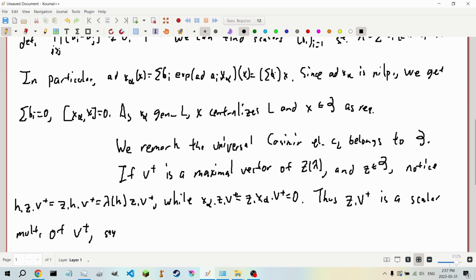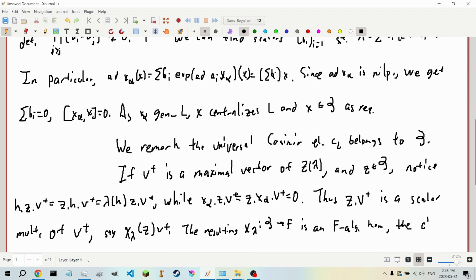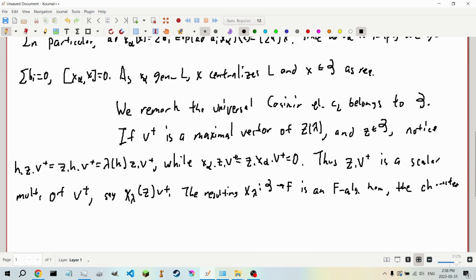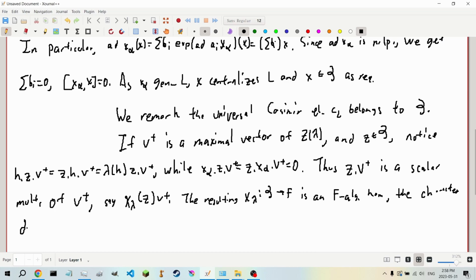Say chi lambda of z on v plus. The resulting function chi lambda from this to F is an F-algebra homomorphism called the character, as you can imagine, determined by our lambda.